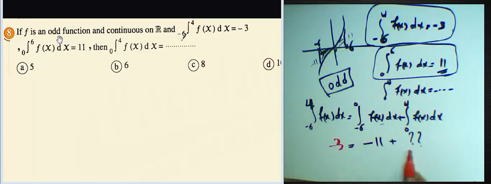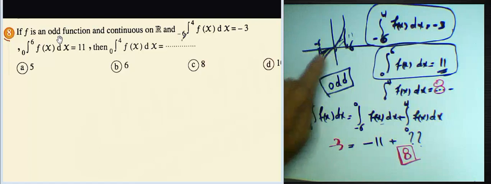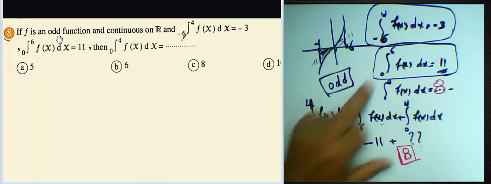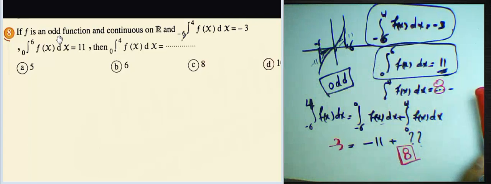So -3 equals -11 plus a space. We can add 8 here, so the result will be 8, because 8 plus -11 equals -3. Understood? He tells us this function is odd, so the integral from -6 to 0 is the inverse of the integral from 0 to 6. He gives us the integral from 0 to 6 equal to 11, so the integral from -6 to 0 is -11, the inverse, because it is odd.